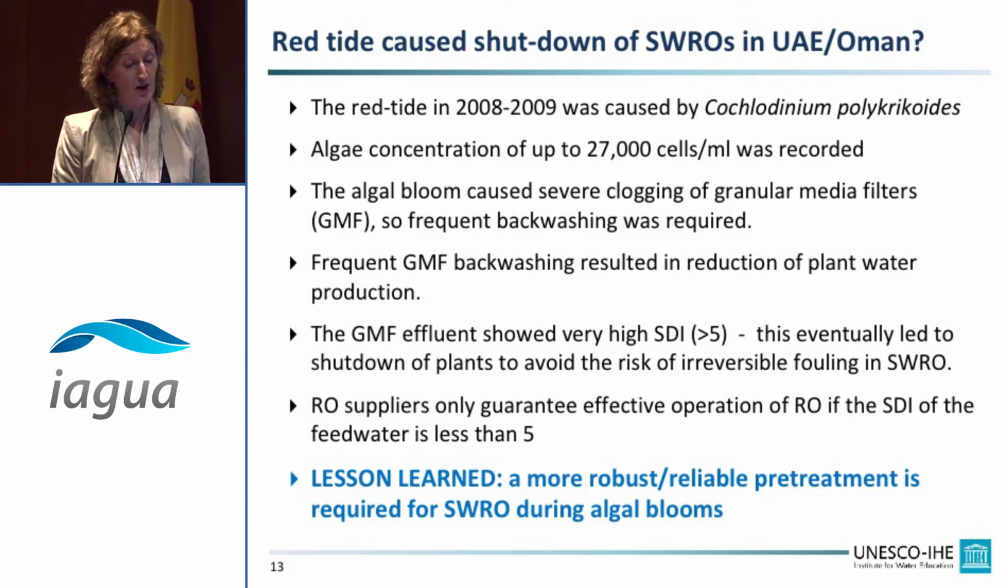As well as the clogging, they also had a very high SDI in the permeate of the media filter. So the SDI was way above 5. And of course, again, this also is a reason to shut down the seawater RO plant, as the operation is only guaranteed when the SDI is below 5. So at this point, the lesson learned was that a much more robust and reliable pre-treatment is required during an algal bloom.